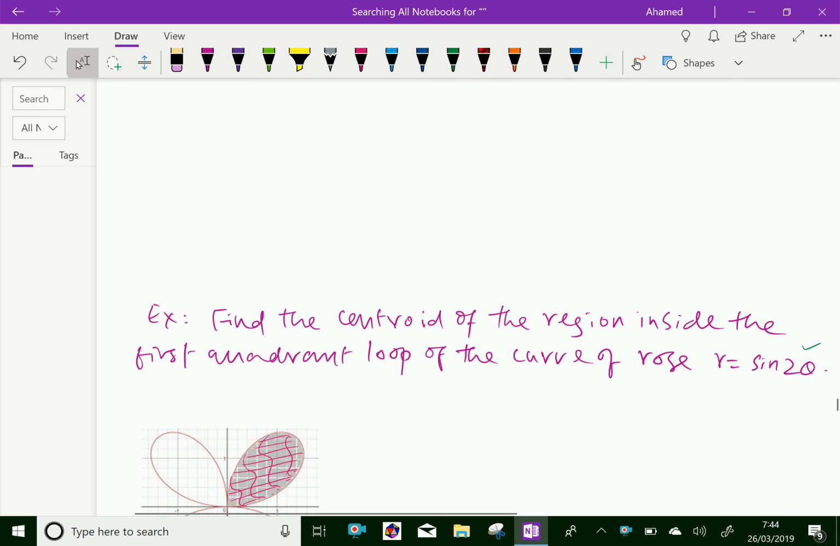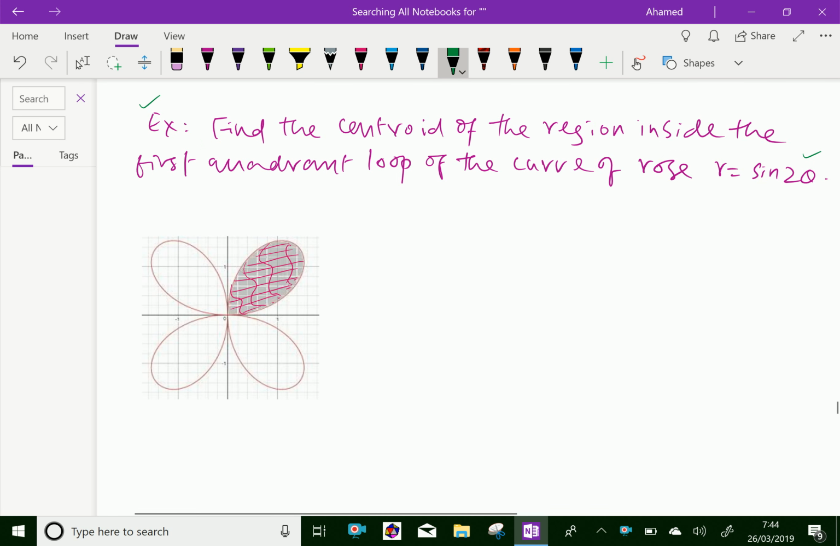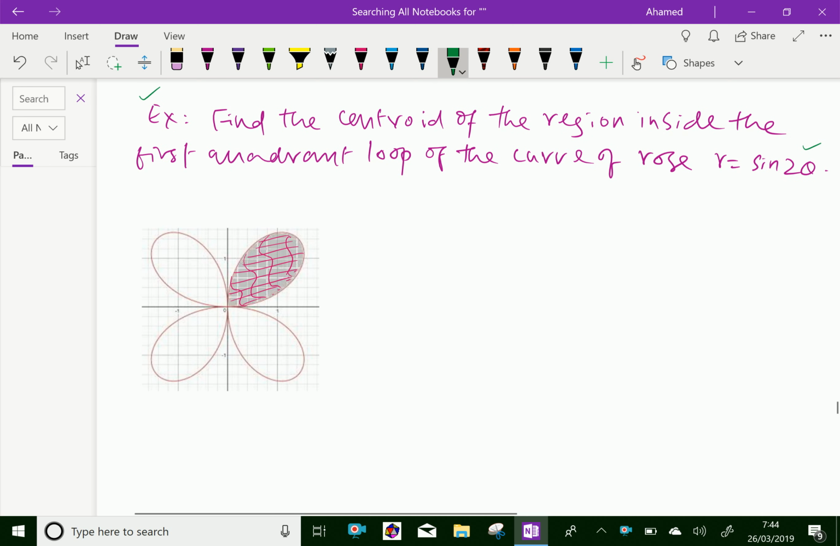Now, we will do an example problem regarding this concept. Find the centroid of the region inside the first quadrant loop of the curve r equals sine 2 theta. Now, we know that the area of the loop formed by a polar curve is half the integral of r squared d theta, from theta 1 to theta 2.